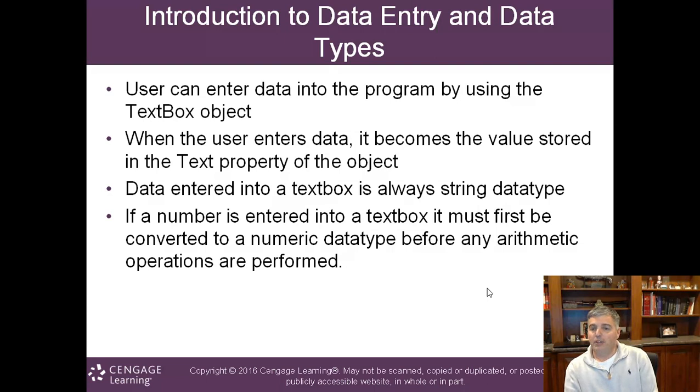So if a number is entered into a text box, it must first be converted to a numeric data type before any arithmetic operations are performed. And that's part of the processing that we're going to do. That number is a string automatically in a text box. Anything you enter is a string. But before we perform any math on it, we have to convert that string into a proper number so we can do math on it.